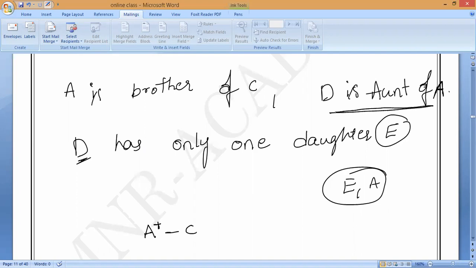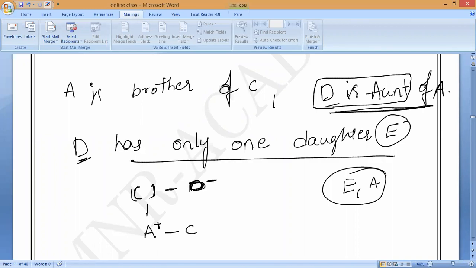Next, D is aunt of A. D is aunt of me means A's mother's or father's sibling is D. So D's gender is what? Female, minus. D has only one daughter, E.